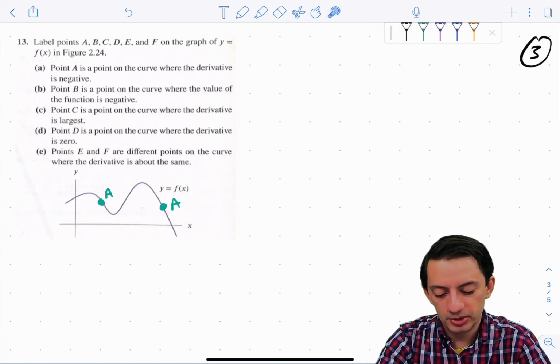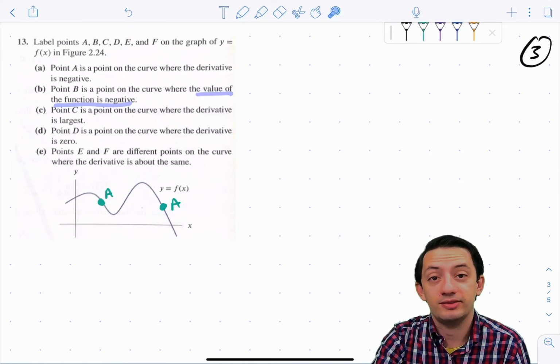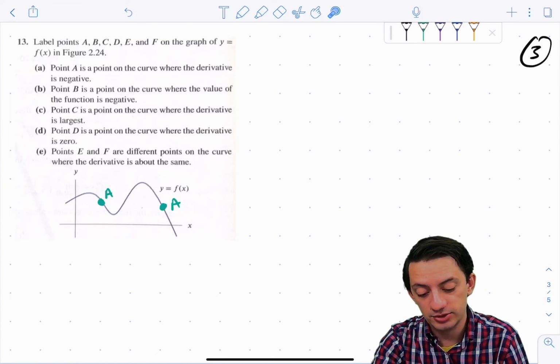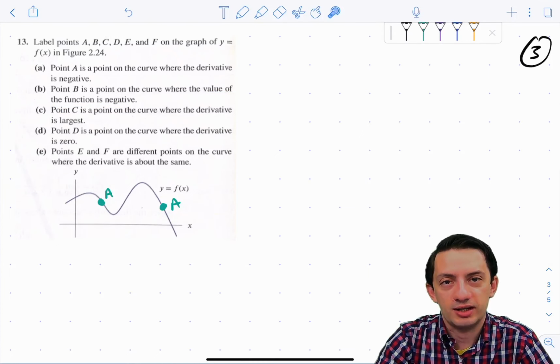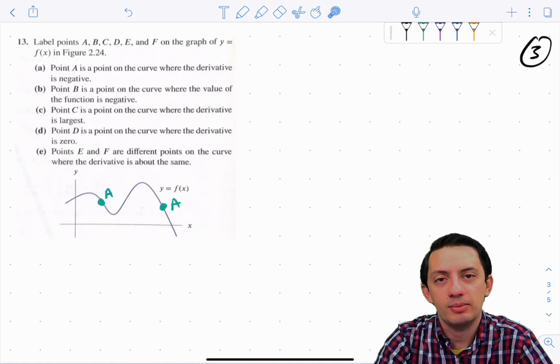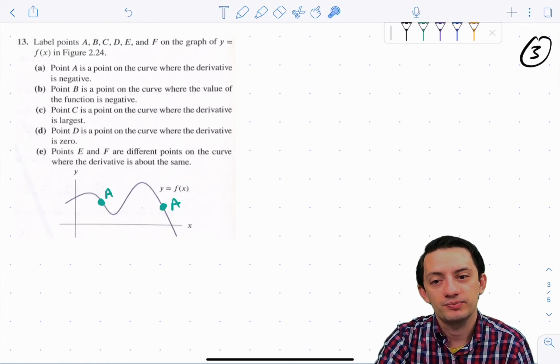Part B would like us to label a point where the value of the function is negative. Now be careful that you read this correctly. This is not where the derivative is negative, where the value of the function is negative. So this is again trying to test that you can remember there's a difference between being below 0 and going downhill. So think about this.